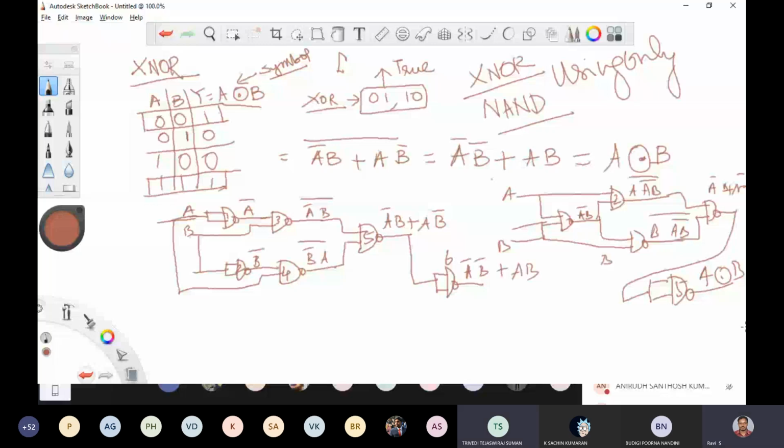The left hand side circuit is a 6 logic gate circuit, and this is a 5 logic gate circuit. So 6 into 4, 24 transistor circuit. This is a 20 transistor circuit. So always the best suited circuit is this one once you are going for fabrication. So you can go for this.